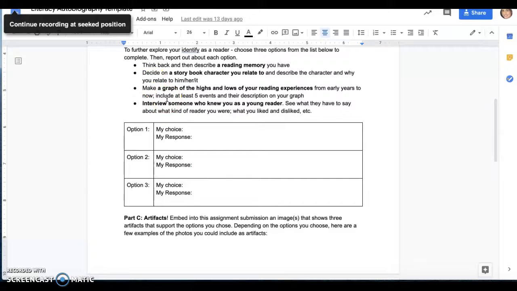Make a graph that shows the highs and lows of your reading experiences from early years till now. You should have at least 5 events here. And you can just discuss your graph below, or then finally, interview someone who knew you as a young reader. This might be a parent or might be a sibling. Do an interview with them and see what they have to say about your reading experiences.